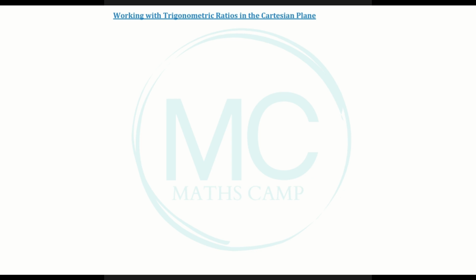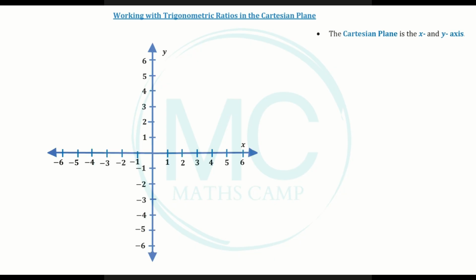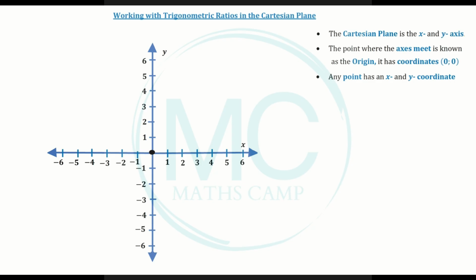In our previous video, we learned that the Cartesian plane is another word for the x and y axis. A point at which the axes meet is known as the origin and has coordinates 0, 0. Let's put a black dot on our diagram to show the origin over here. Now, any point in the Cartesian plane has an x coordinate and a y coordinate, but whether these coordinates are positive or negative depends on where they lie in the Cartesian plane.